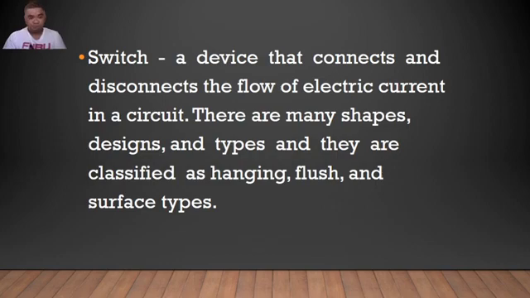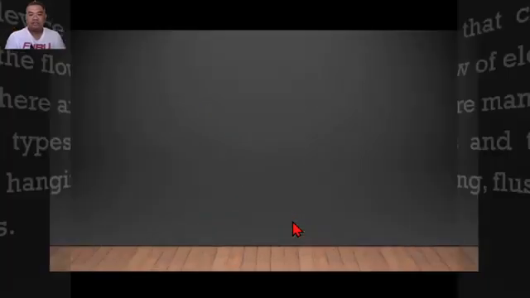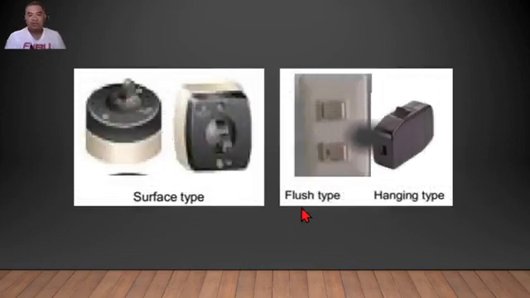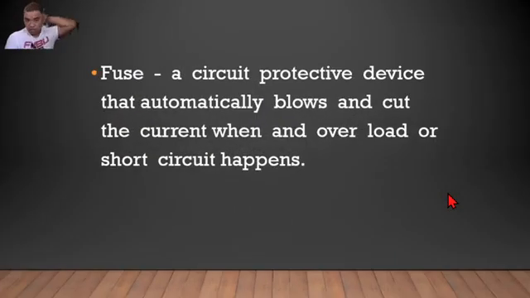In case you turn off the switch, it will disconnect the flow of current, so our circuit will now be considered open or off. We have different types of switches: hanging, flush, and surface types. These are the appearance of surface type switches, and we also have the flush type and the hanging type.